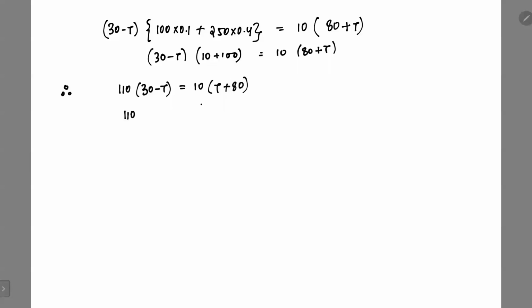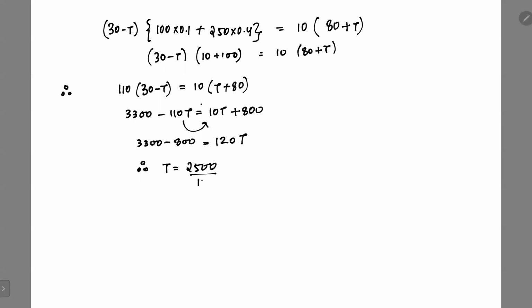So I have 110 into 30, which is 3300, minus 110T is equal to 10T plus 800. This goes here. So I get 120T is equal to 3300 minus 800. Therefore, T is equal to 2500 upon 120, which gives an approximate answer of 20.8 degrees Celsius.